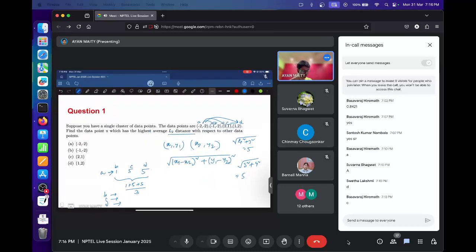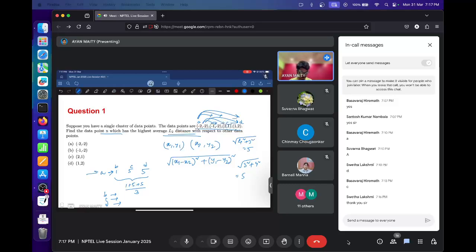Question 1, if you have missed the initial part of this live session, you can watch this on YouTube later on. So simply, question 1 was that you are given 4 data points in a cluster. Now you have to find out which data point among these 4 has the highest average L2 distance with respect to the other data points. So basically for every point you have to find the distance from that point to all the other 3 points and then take the average.